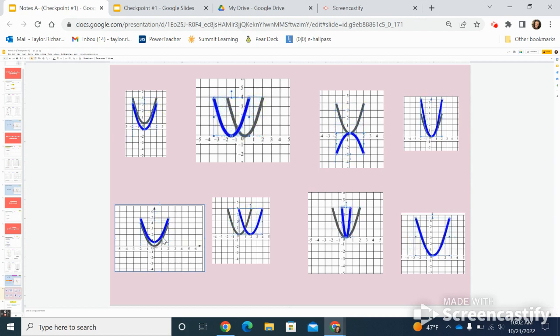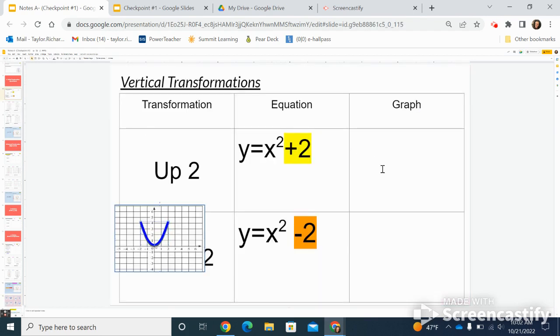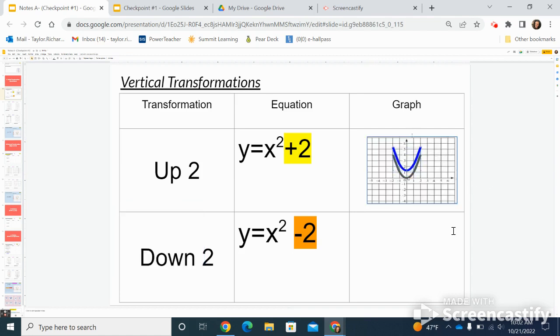this one here shows starting at 0 and then sliding up 2. So I want to copy this picture, and I'm going to go ahead and go back to my slide and paste it. So that way when I look back at my notes, I know what it looks like to go up 2.